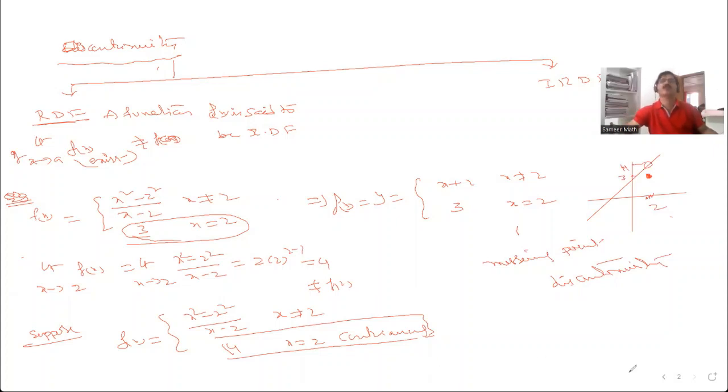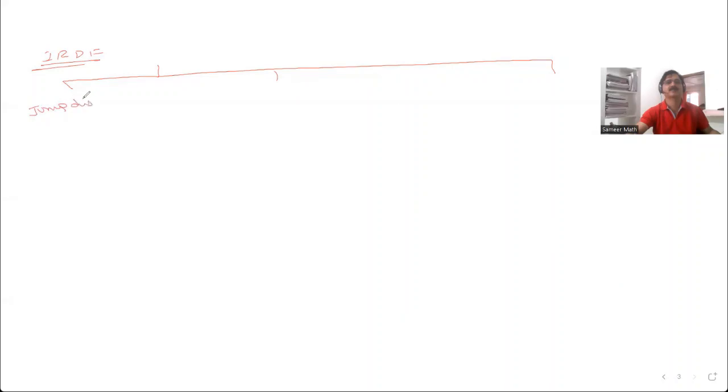Let us move on to the next one. What is that? IRDF. Let us see this one. IRDF, irremovable discontinuity. I'm going to discuss here 4 cases. See this first one: jump discontinuity. Then mixed discontinuity.